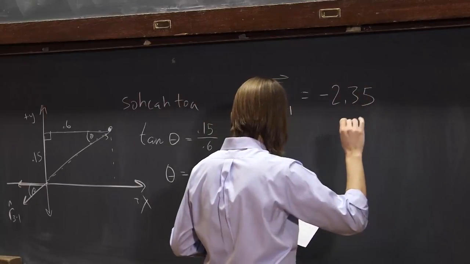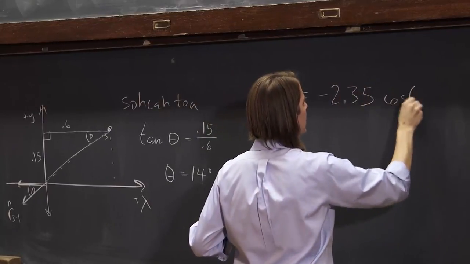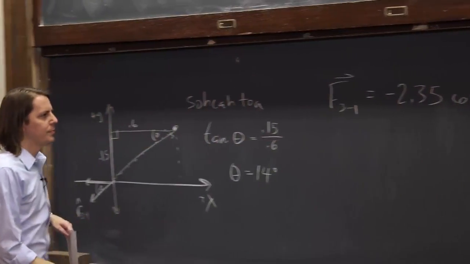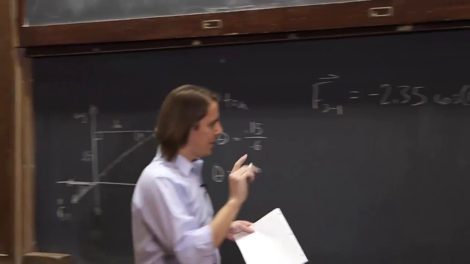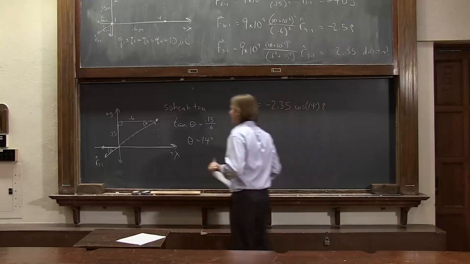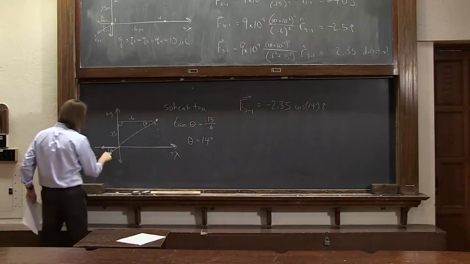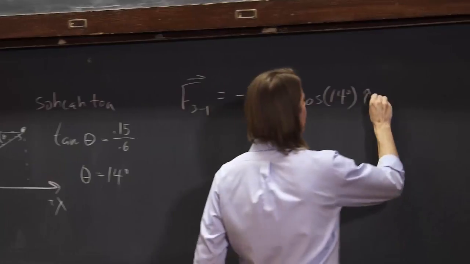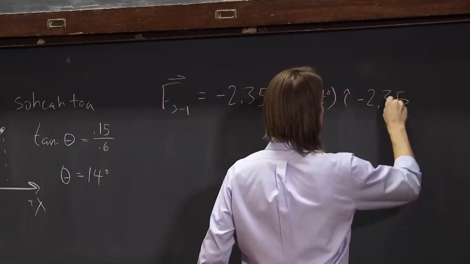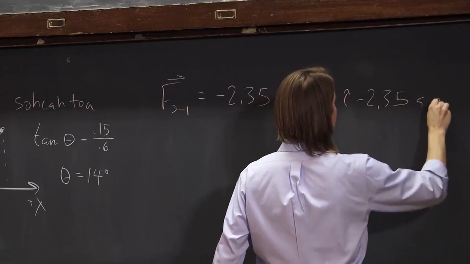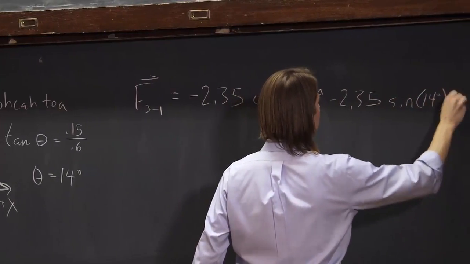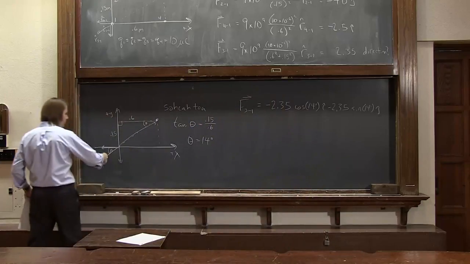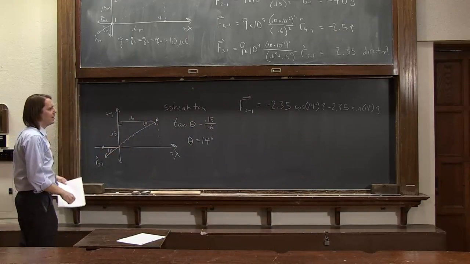2.35, and remember it's newtons, I'm not writing the units, times the cosine of 14 degrees. That is the I hat. That's the x-axis, because the cosine is the adjacent component. And then also minus 2.35 times the sine, in this case, of 14 degrees, and that's the y component. Also negative, because this is pointing towards negative x and negative y.